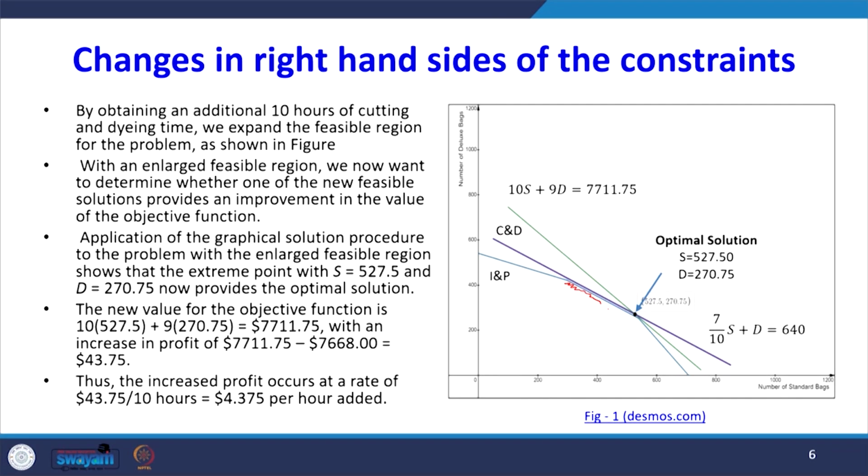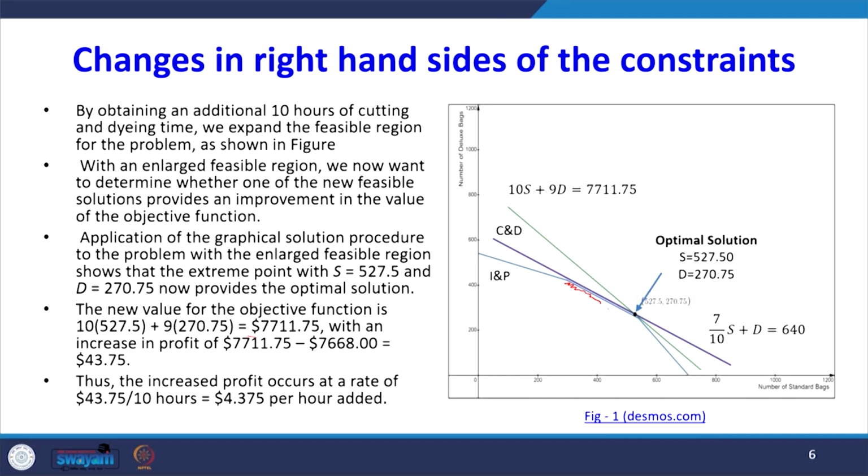Now our previous solution has changed due to the addition of these 10 units. The new solution is S equal to 527.5 and D equal to 270.75. The new value for the objective function is obtained when you substitute this into 10S plus 9D. With S equal to 527.5 and D equal to 270.75, 7711.75 is the new value for our objective function.